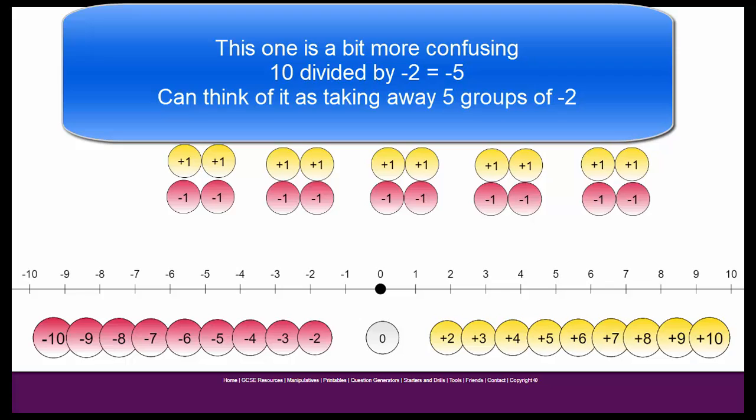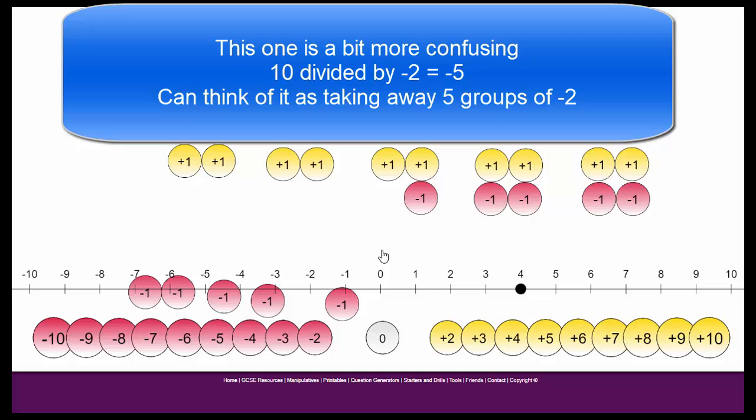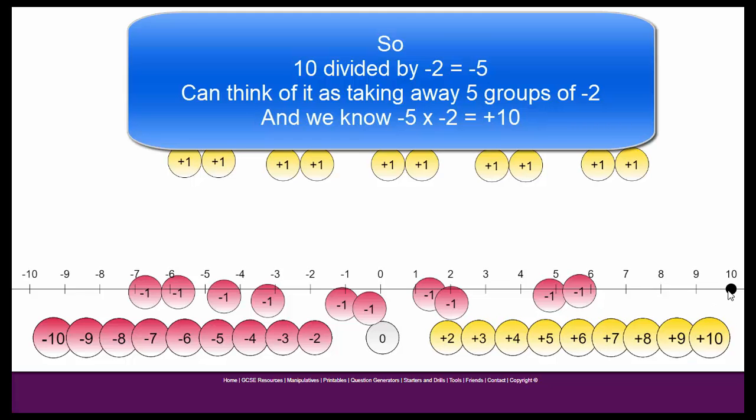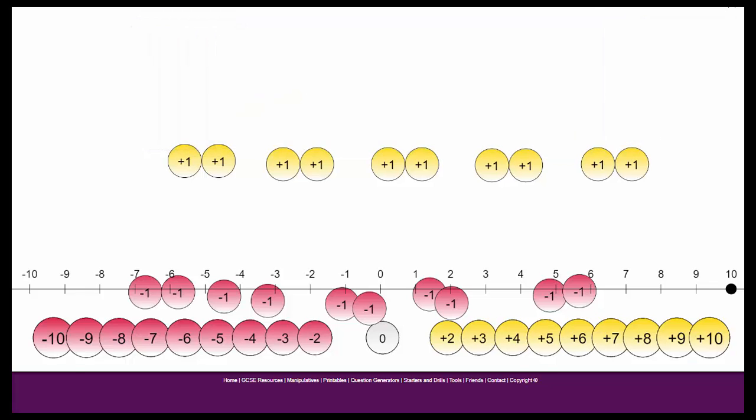I find this one harder to represent. 10 divided by negative 2. The answer is going to be negative 5, and we want to think about it as taking away 5 groups of negative 2. So if I take away one group of negative 2, 2 groups of negative 2, 3 groups of negative 2, 4, 5 groups of negative 2, I'm left with positive 10. So 10 divided by negative 2 could be thought of as, the answer is negative 5. We could think of it as taking away 5 groups of negative 2. And we do know that negative 5 times negative 2 is equal to positive 10.